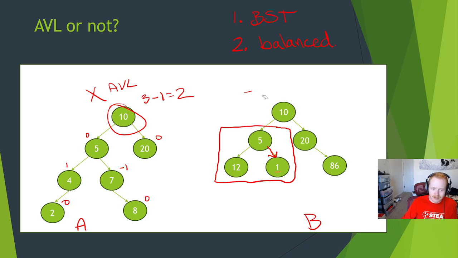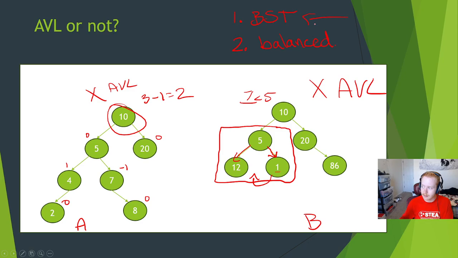I should say 1 is less than 5. Looks better. 1 is less than 5, meaning that it should be on the left side of 5. Same thing, 12 is greater than 5, but it is on the left side. So this is not an AVL, because it doesn't adhere to the BST rules.